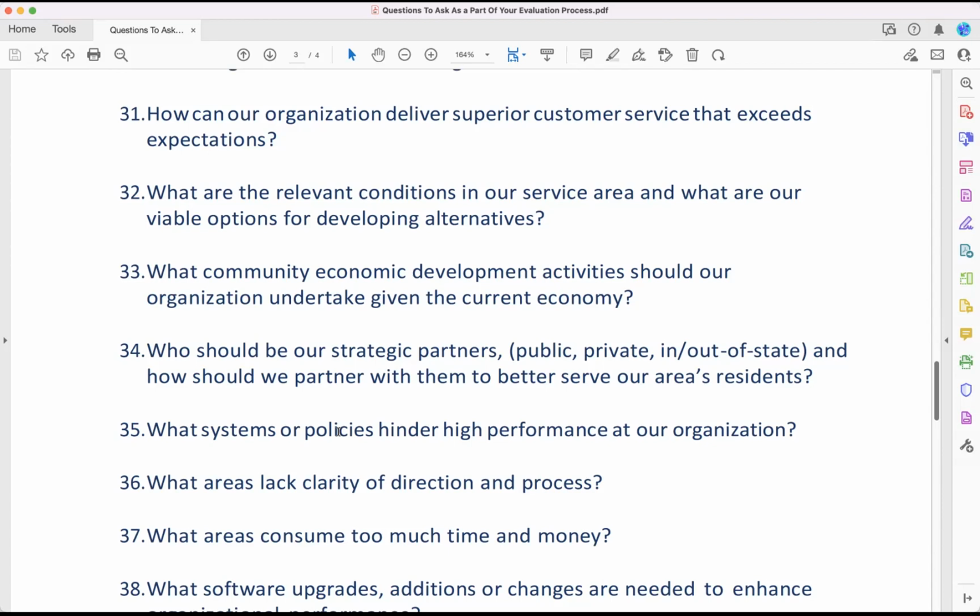Whenever you're looking at where you would like your program to be and what you'd like it to achieve, think about what systems or policies might stand in the way of that or might need to be revised to allow for your success.